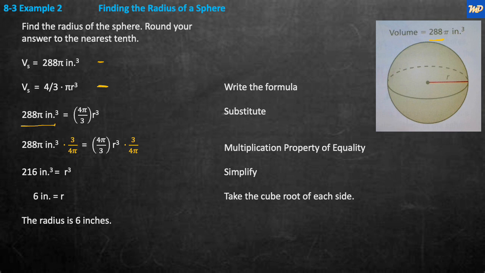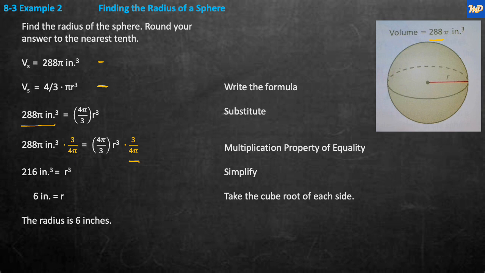And the way you do that is what? We have 288 pi inches cubed. We're going to multiply both sides by the inverse, right? By the reciprocal of 4 pi thirds. We're going to multiply both sides by 3 over 4 pi. We just flip the fraction upside down. We multiply both sides by, where'd the pencil go? There it is. By 3 over 4 pi.